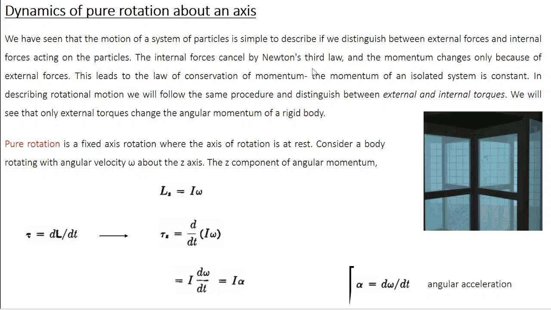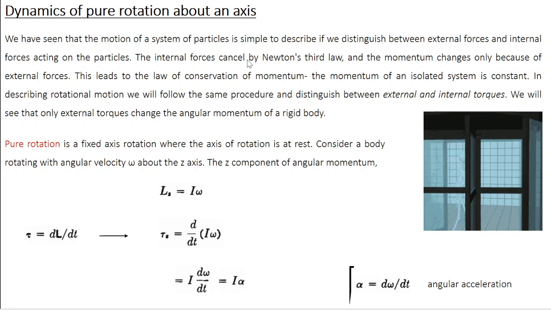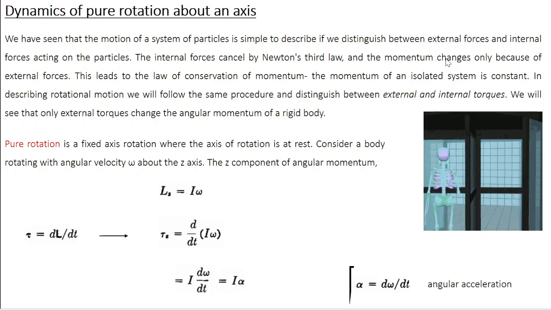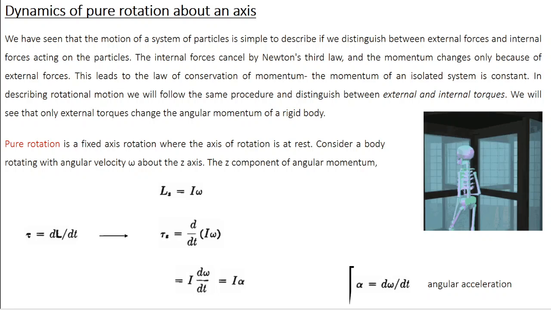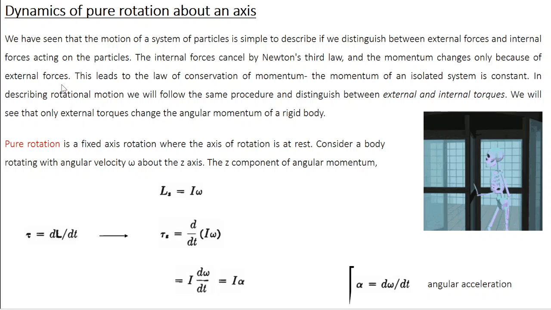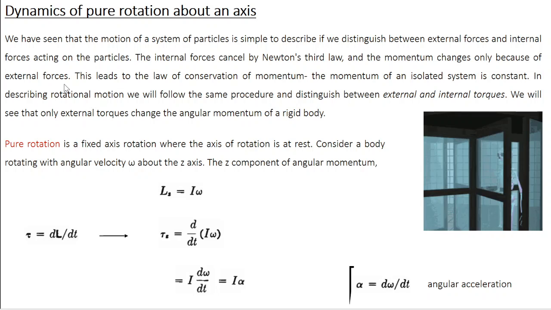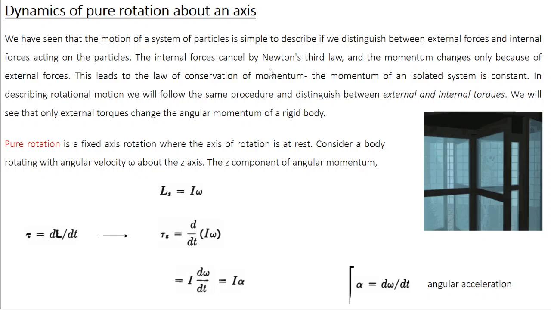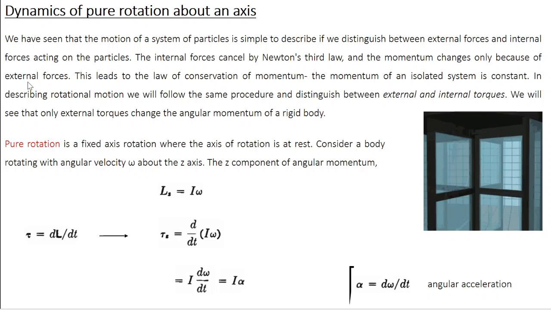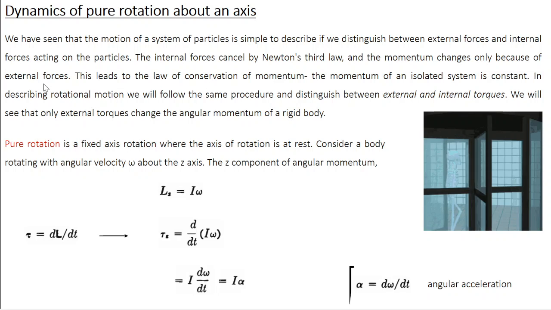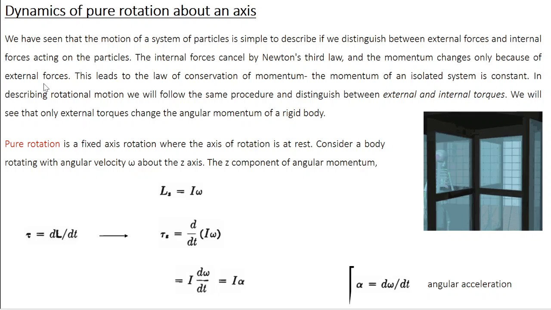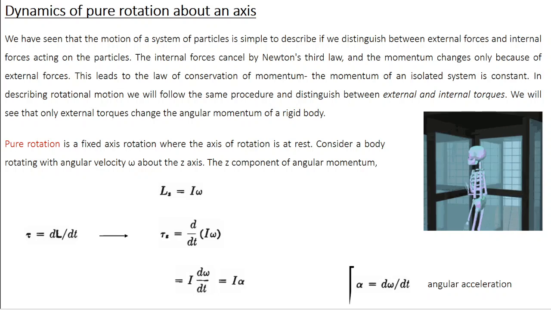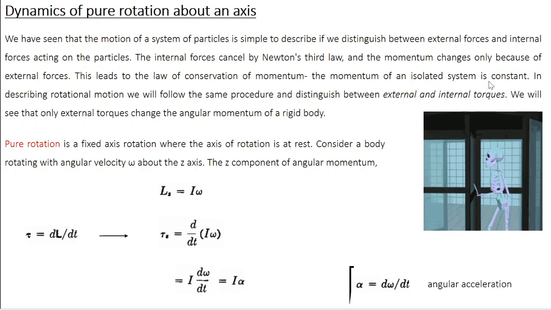Why? Because by Newton's third law, the internal forces cancel and the momentum change of the system happens only because of the external force. That's how we came to know about one of the most fundamental principles in classical mechanics, the conservation of linear momentum, where we have seen that when the total external force acting on the system is zero, its momentum remains a constant, or momentum of an isolated system is conserved.